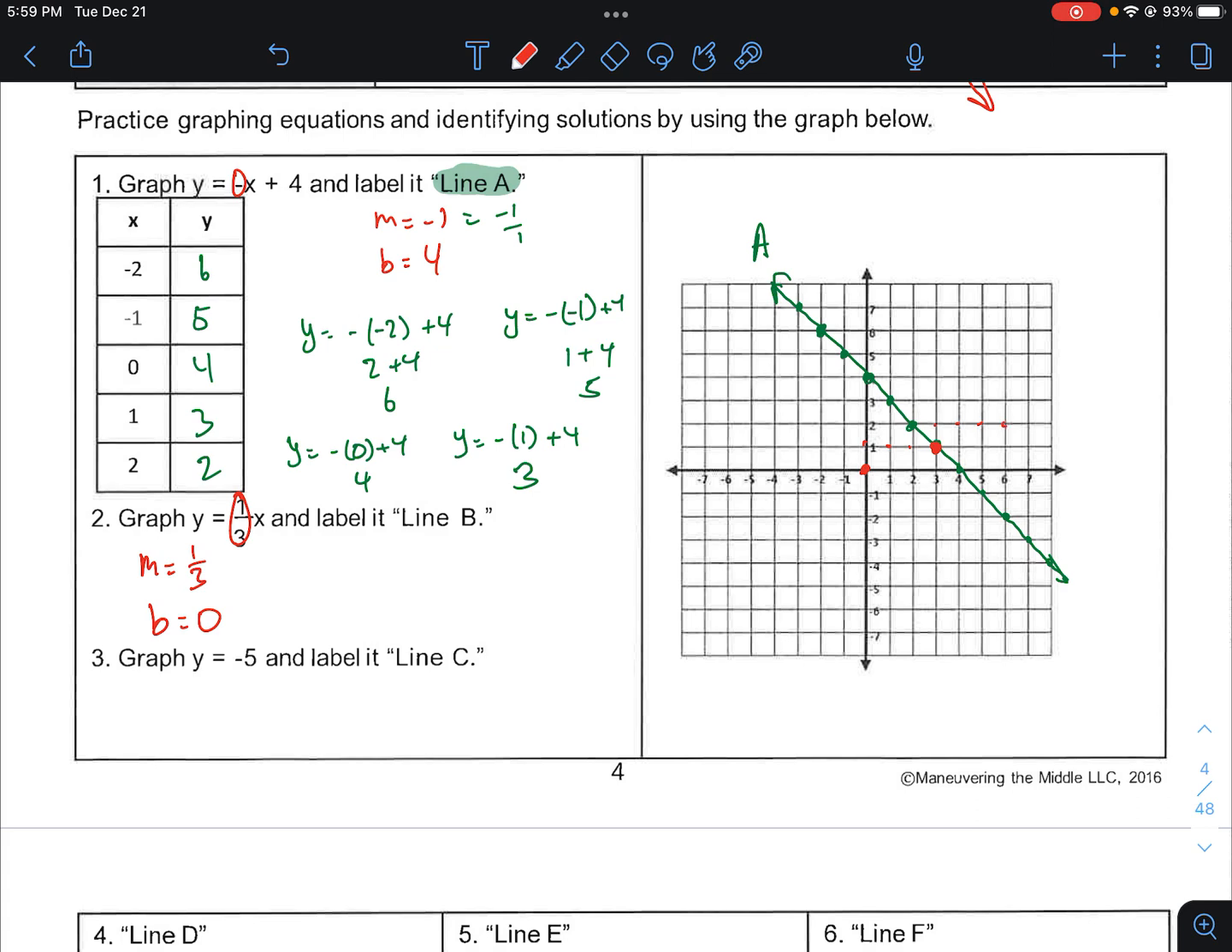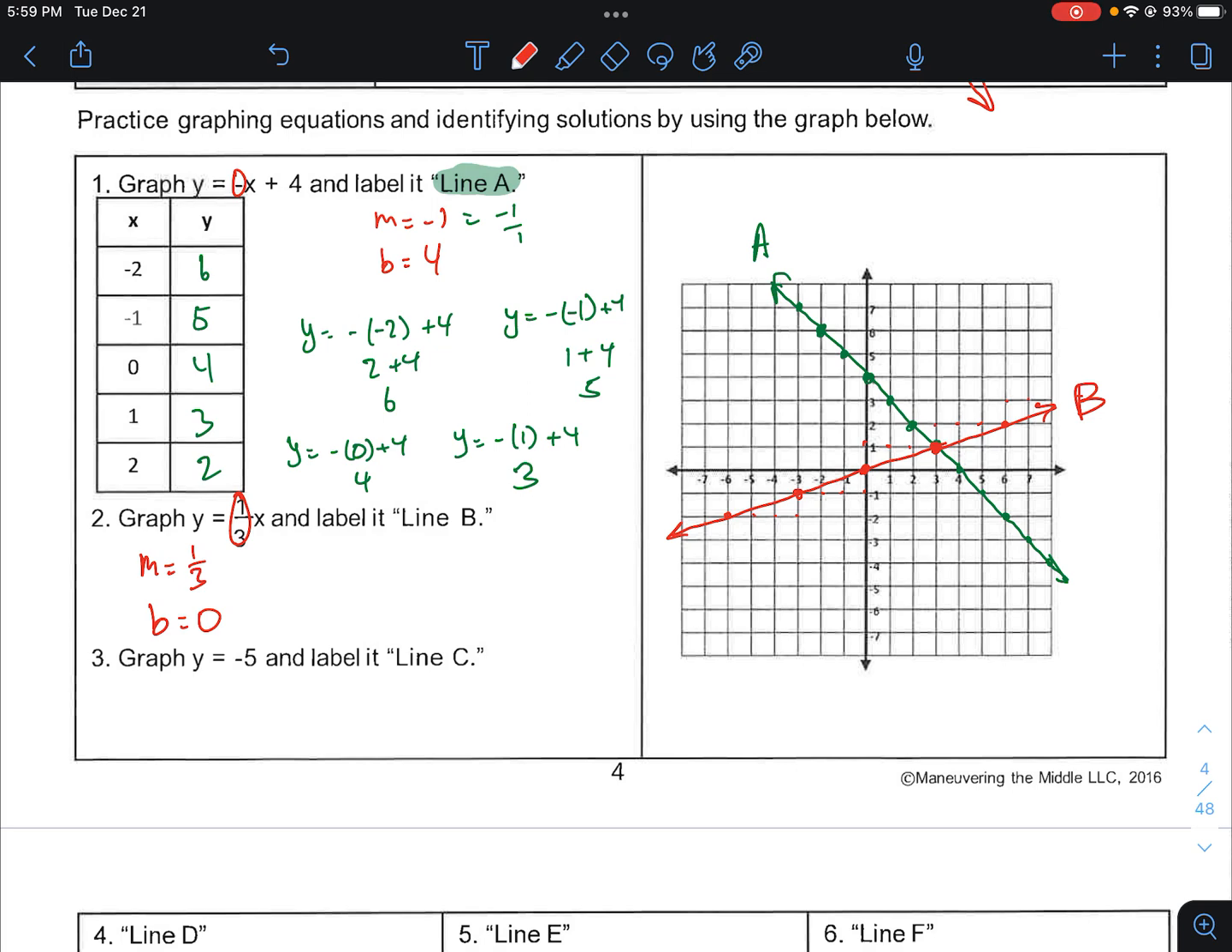Rise 1, run 3. 1, 2, 3. I can't do that, but I can go backwards. 1, 2, 3. Rise 1. And so let's just connect those points. That goes like that. They want us to label this line B. I'm just going to write B right there.